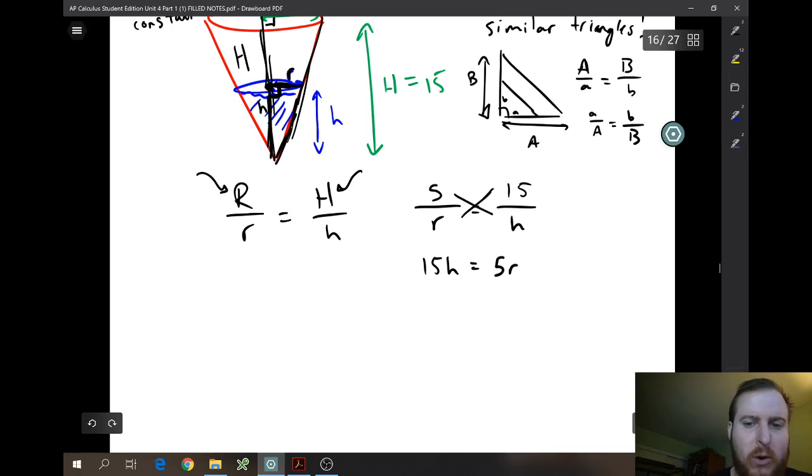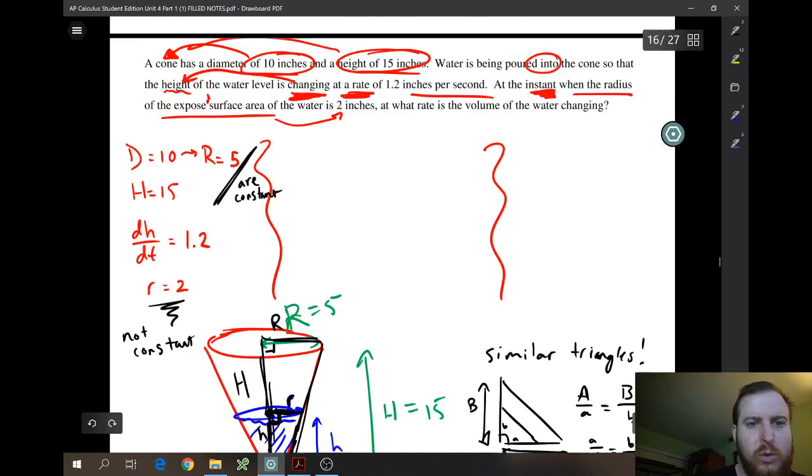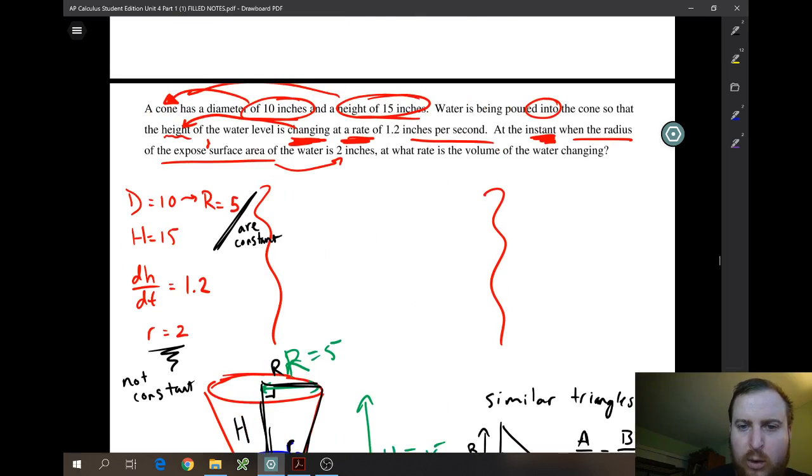And so now we have a formula with an h and an r where we can actually plug these in, and that's very, very key. The key is that we want to remember which variable we are solving for. Are we solving for r, or are we solving for h? When they ask at what rate is the volume of the water changing, we're actually solving for the volume. So in this case, it doesn't really matter.